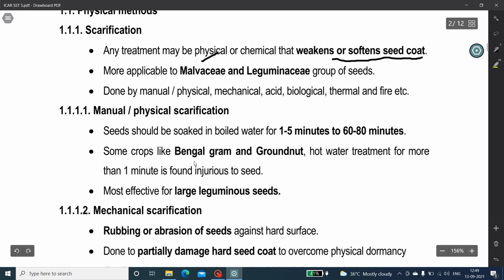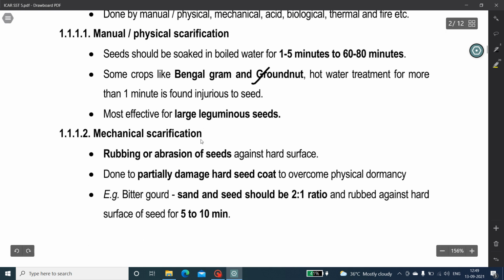In some crops like Bengal gram and groundnut, hot water treatment for more than 1 minute is injurious to the seed. So careful precaution should be taken while doing hot water treatment. It is most effective for large leguminous seeds, that is tree crops, particularly Pterocarpus indicus, Azadirachta indica and Terminalia bellirica. The next one is mechanical scarification. This denotes rubbing or abrasion of seeds against a rough surface.